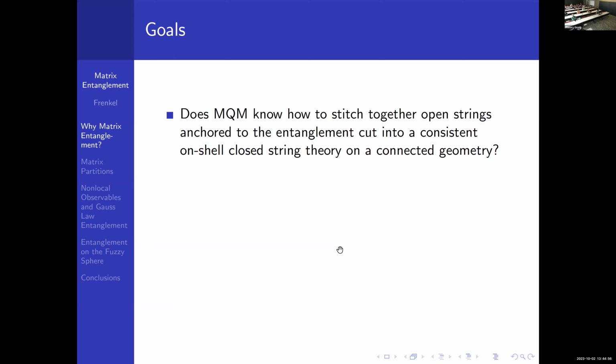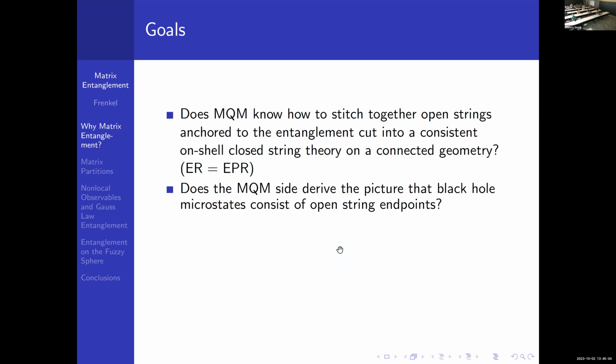Does the matrix quantum mechanics know how to stitch together open strings and go to the entanglement cut into a consistent on-shell closed string theory on a connected geometry? So some sort of realization of ER equals EPR.